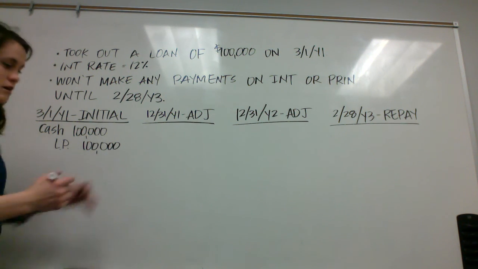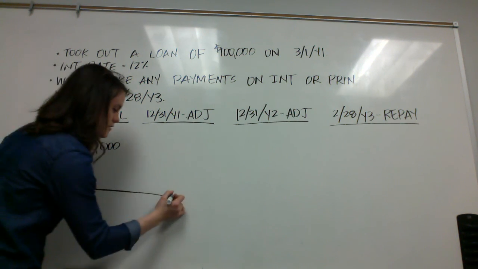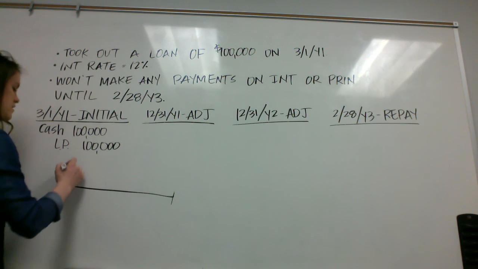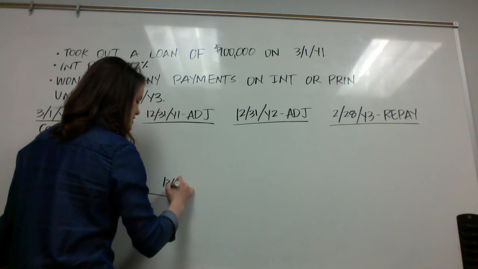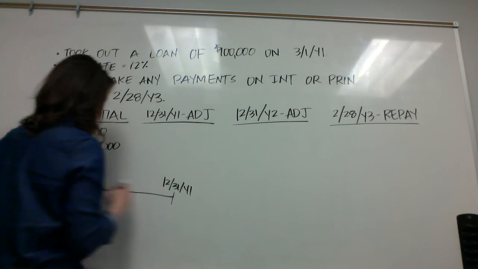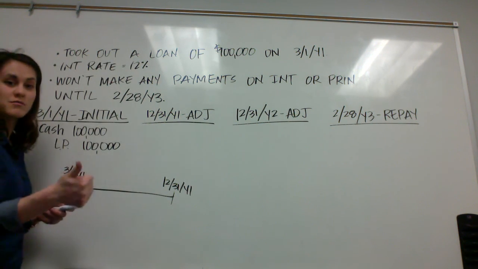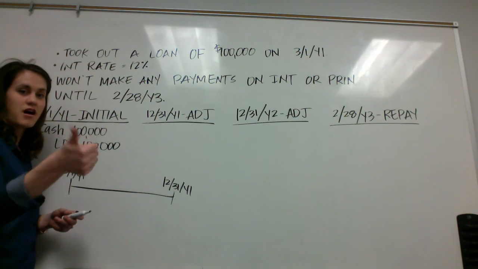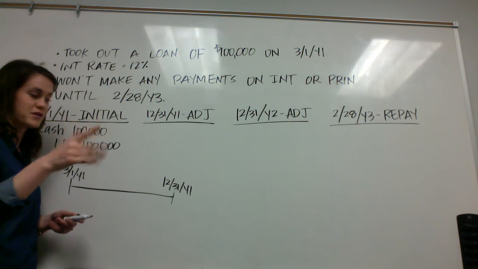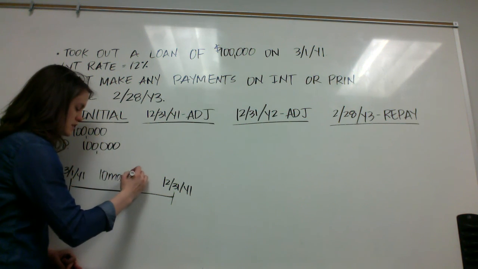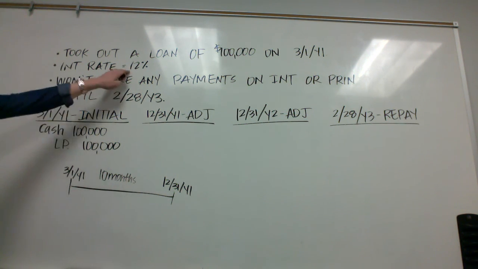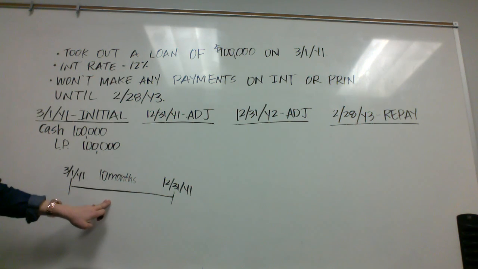Now on 12/31 of year 1, if we were to draw a timeline, this happened on 3/1 of year 1. Here we are at the end of that same year, right? So how many months have gone by here? Well, March, April, May, June, July, August, September, October, November, December. So that's 10 months worth. So this is an annual interest rate. Can I record a full 12% as interest in this first year? Well, no, because only 10 months have gone by.